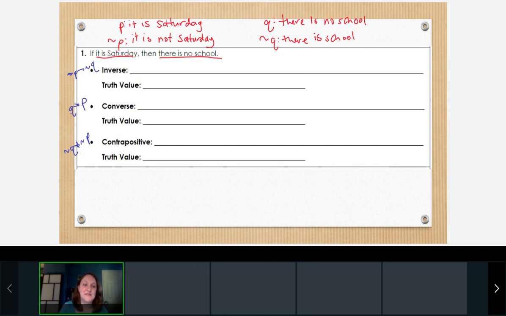So now we have the symbols. We know what each symbol stands for, and now we can just write the sentences. So the inverse is going to be not P. So if it is not Saturday, then not Q. There is school.